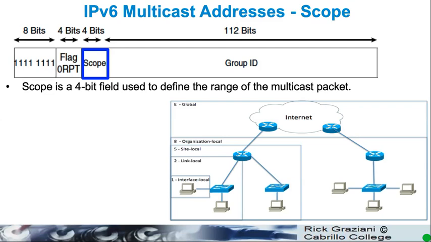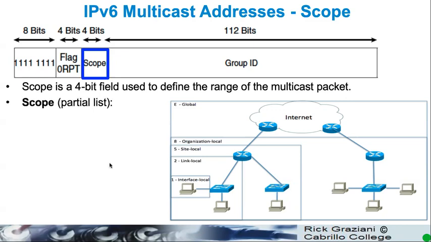So scope, the next 4 bits really designate scope. So just to clarify here, this will be FF, and then this will typically be a 0, because the transient flag is going to be a 0 bit. And then we talk about scope. So what is in this field here is what we're talking about.